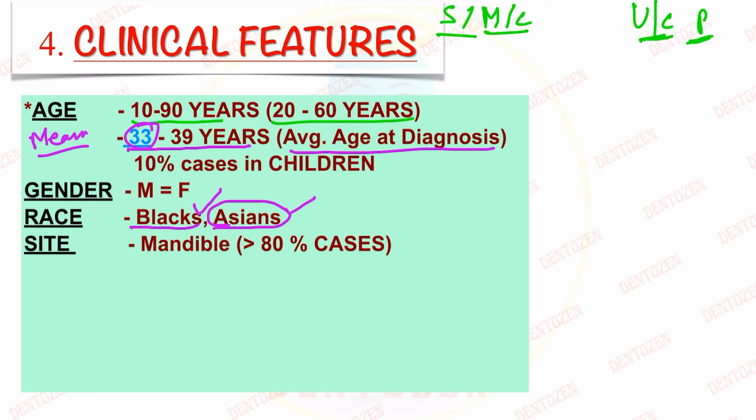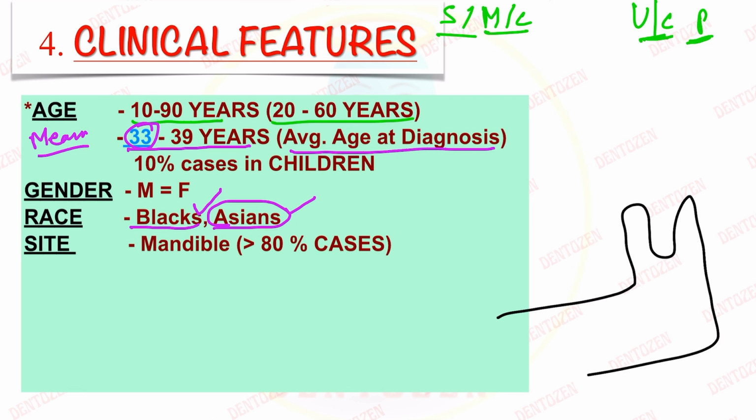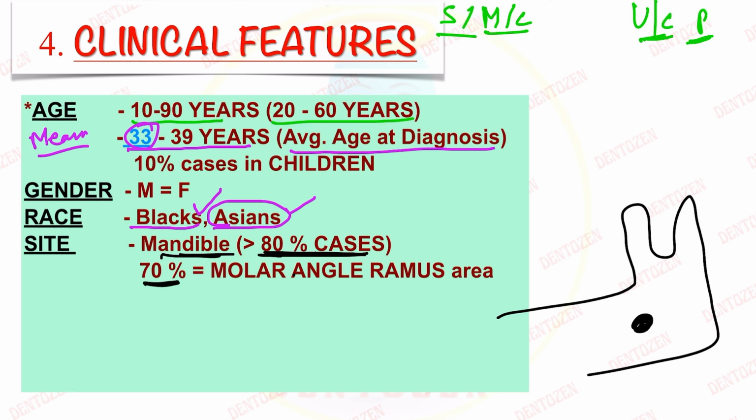Now if we talk about the site, the most common site is the mandible. More than 80% of cases are seen in the mandible, and that too in the posterior mandible. So 70% of the cases occur in the molar angle ramus area, which is 3 times more than the premolar and anterior region. So that is important for your entrance. The most common site is the posterior mandible.